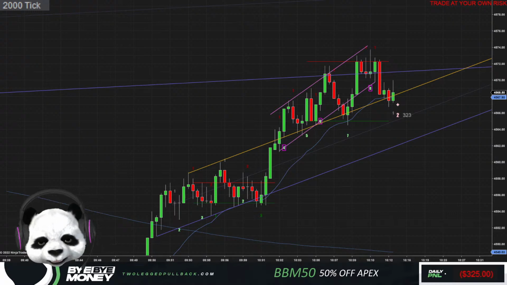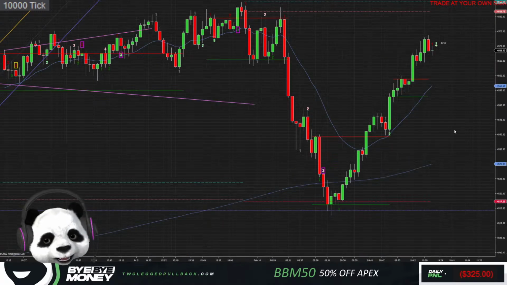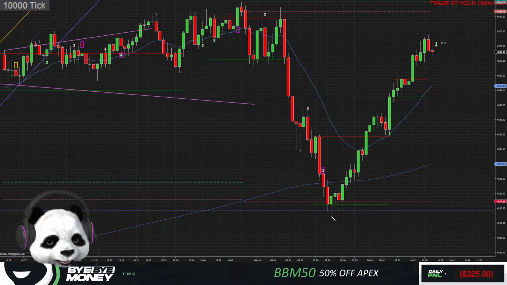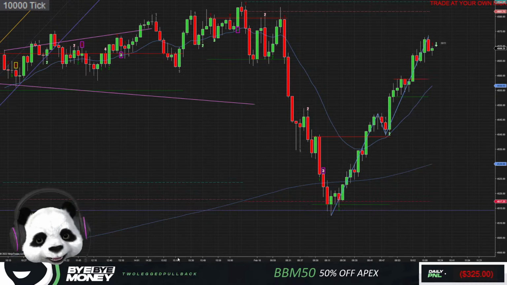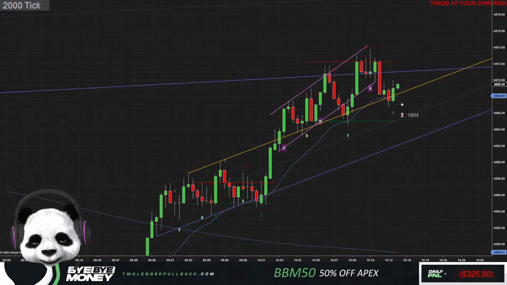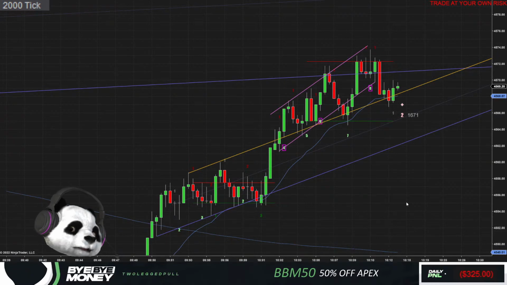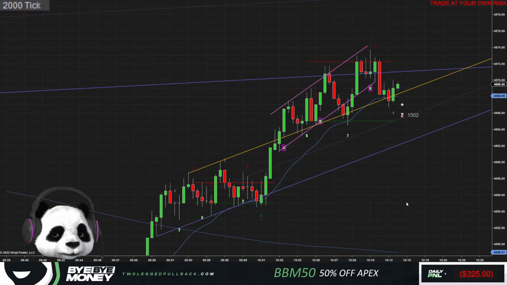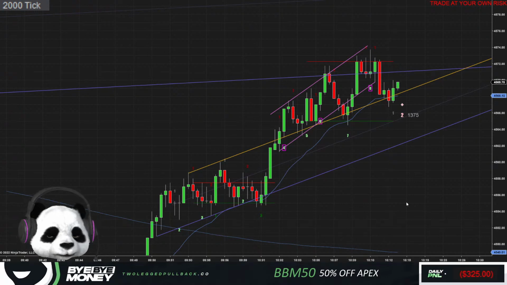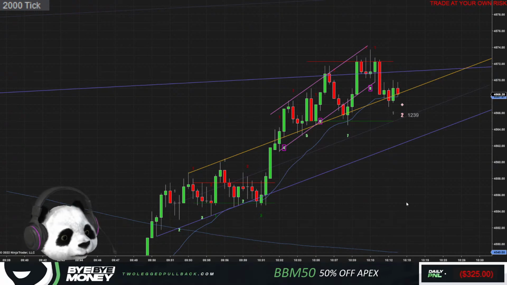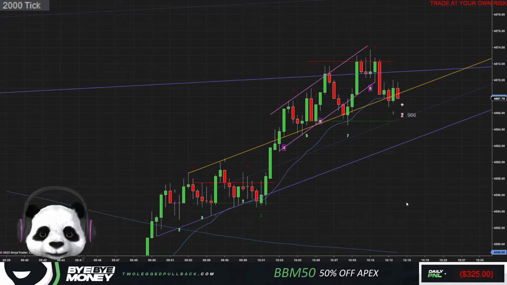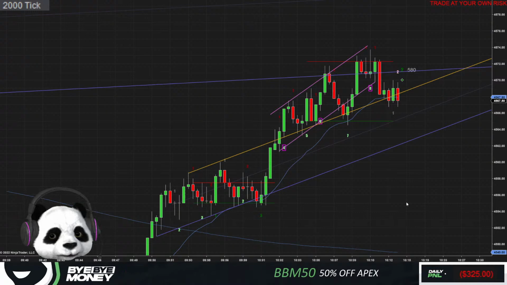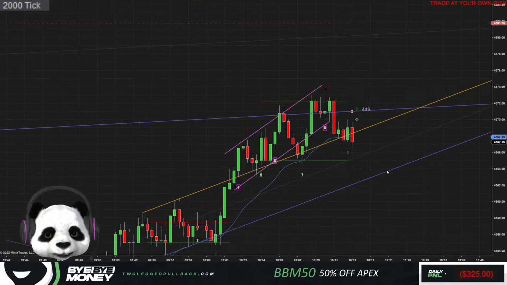Actually, incredible, pandas. This whole thing is a two-legged move on the 10K chart. It's just two legs. A, B, C. This entire thing is just a two-legged move. Absolutely incredible. No setups here for us. I'm thinking we're gonna hit yesterday's close.